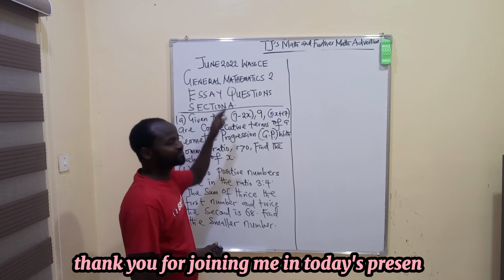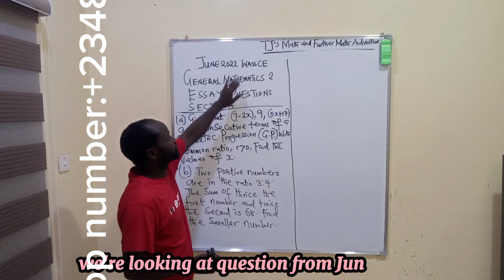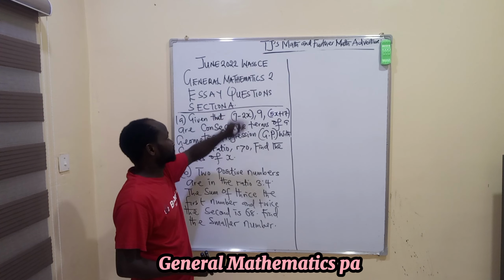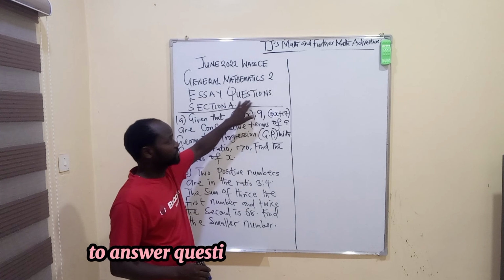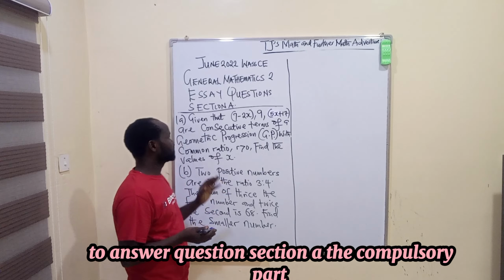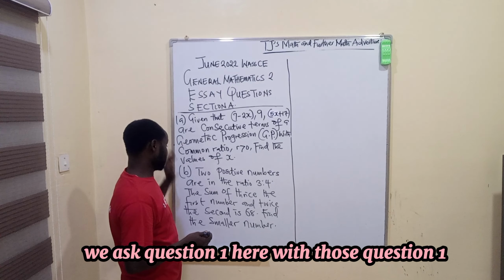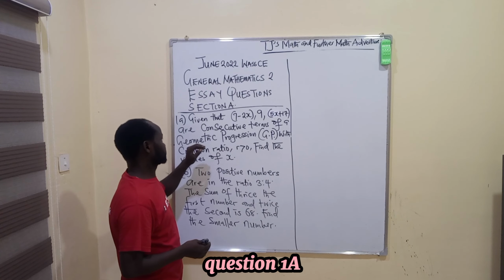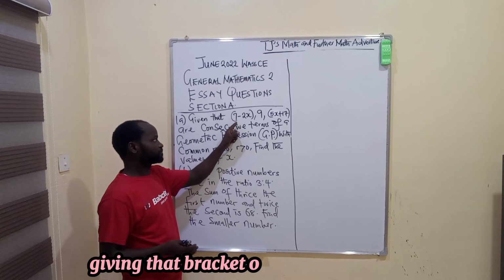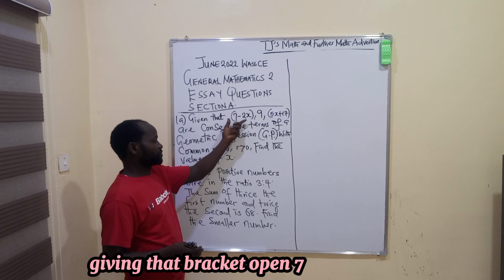In today's presentation, we are looking at a question from June 2022 WAEC General Mathematics Paper 2 essay question, Section A, the compulsory part. We have question 1 here with us, question 1A and 1B. Question 1A reads: given that (7 minus 2x), 9, (5x plus 17) are consecutive terms of a geometric progression, GP, with common ratio r greater than 0, find the values of x.